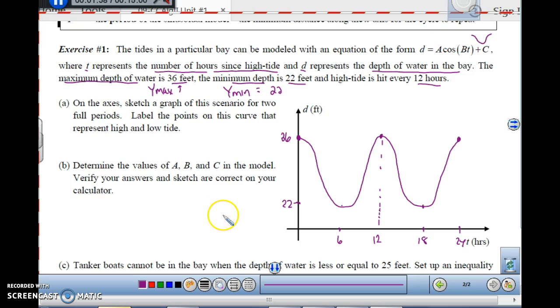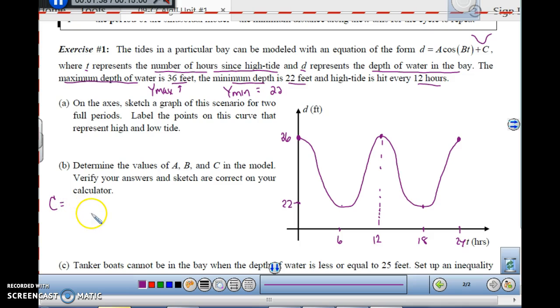Okay, so let's determine the values of a, b, and c in the model, verify your answers, and write the equation. Let's see what we can come up with. We know that c will be the midline. So let's find the midline. We want to look at this graph and figure out the distance that is halfway between the high and the low. So if y min is 22 and y max is 36, we want to find the distance that's halfway between them. If we want to find half the distance between 36 and 22, we want the average.